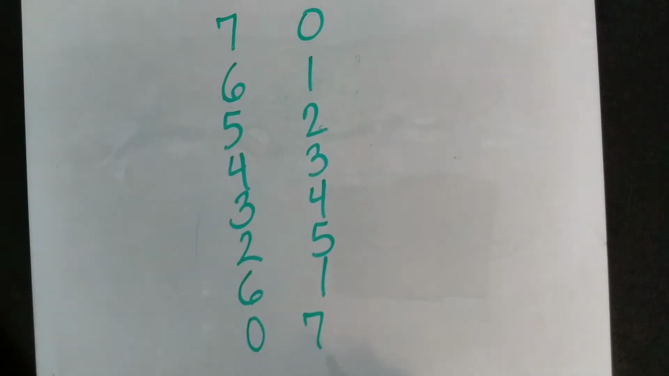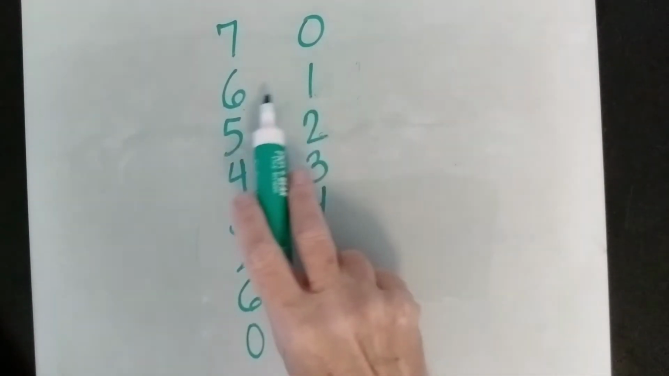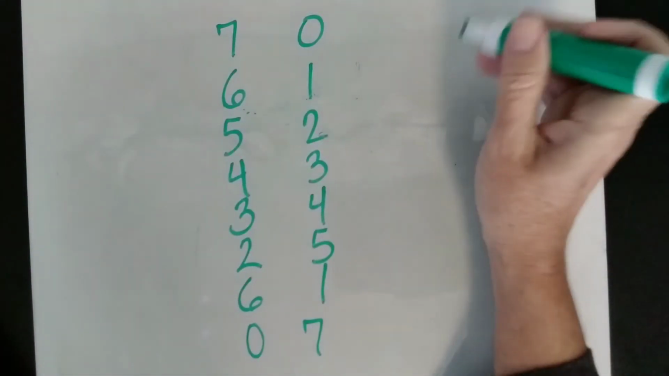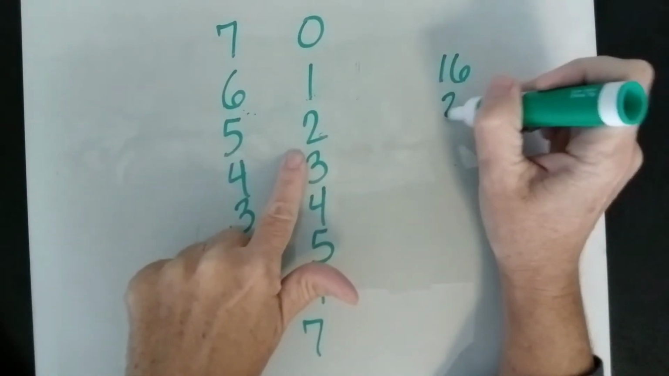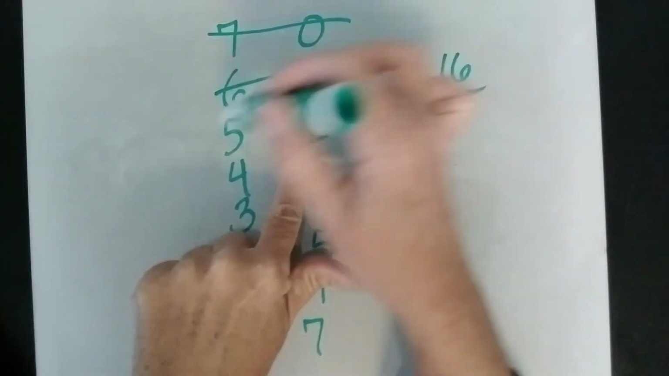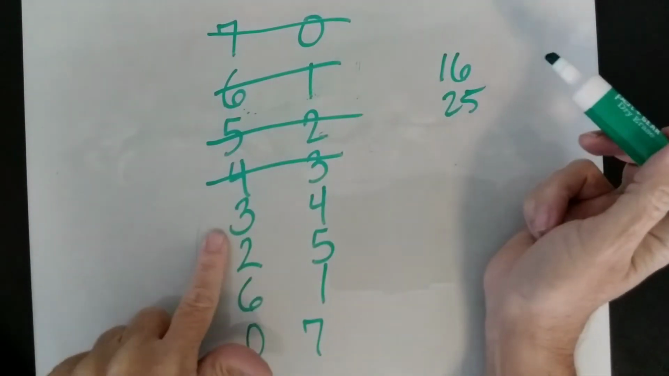And then it says reversing the digits increases the number by 9. Well, if I reverse this, it's not going to increase. It's going to become 16. Same with this: 52 is going to become 25. So we know it's not that. It's not that. The second number is going to have to be bigger than the first number.